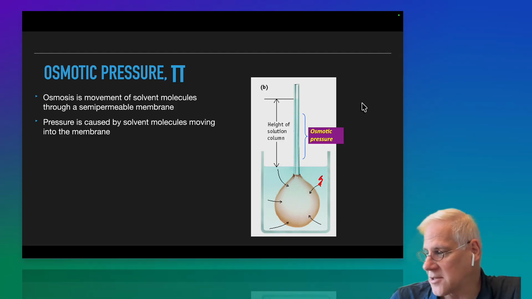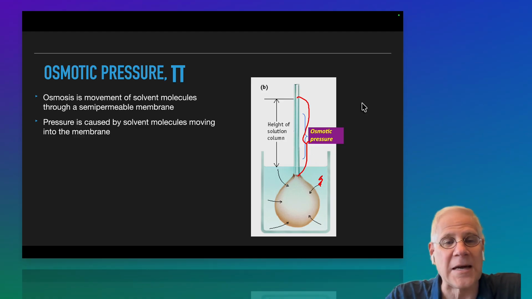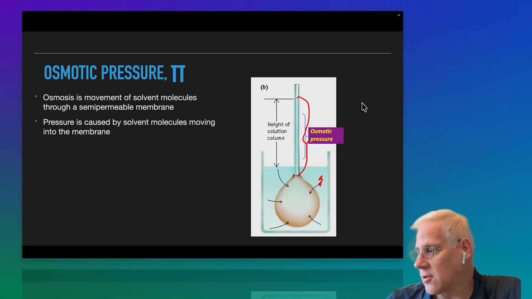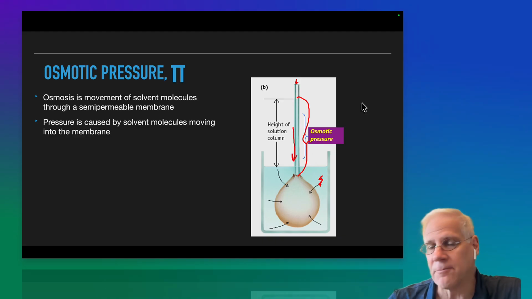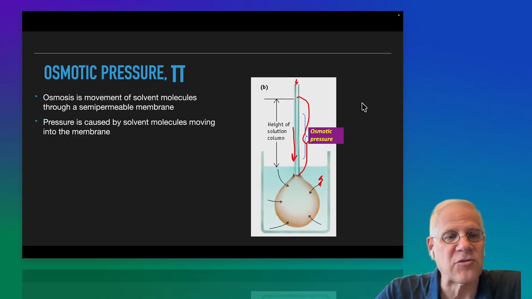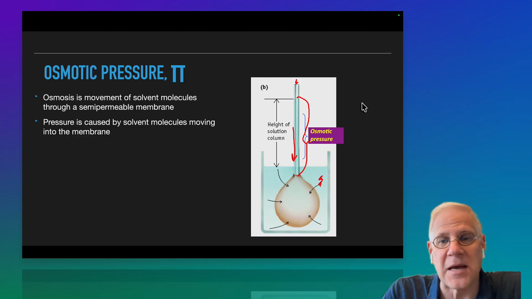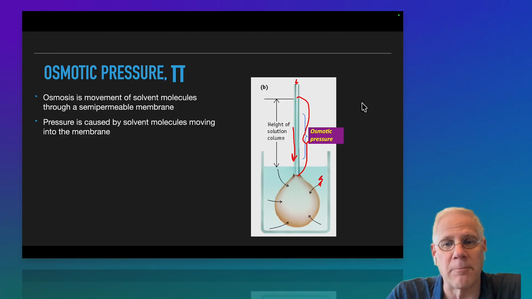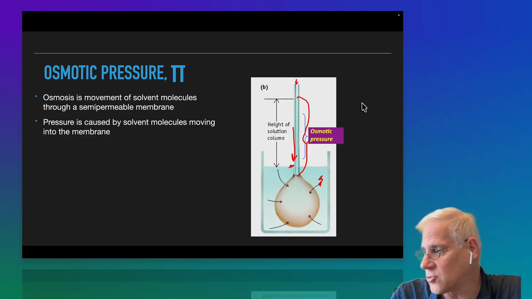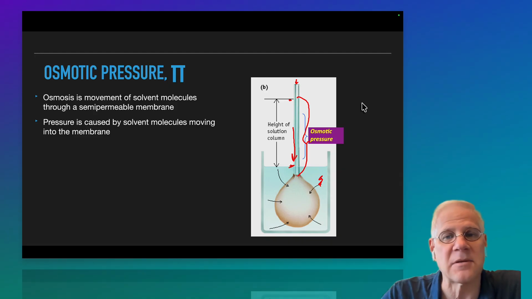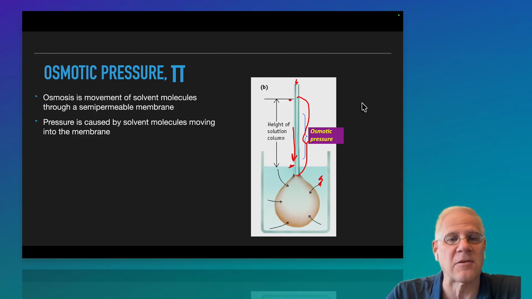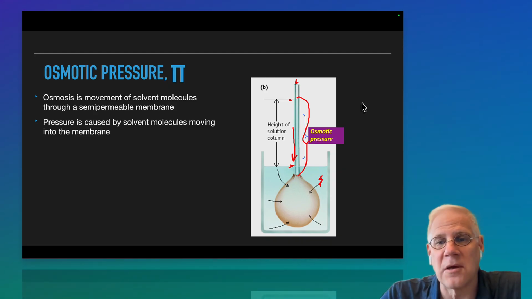What that does is it causes pressure inside that membrane, and we can see here that we've got a column of fluid up there working against atmospheric pressure. Now, the other thing you've got is atmospheric pressure pushing down, but you've also got gravity pulling down here. And so eventually those two things balance out. And the height of that solution column between the top of the solution and the top of the meniscus inside the tube is how we measure the osmotic pressure.